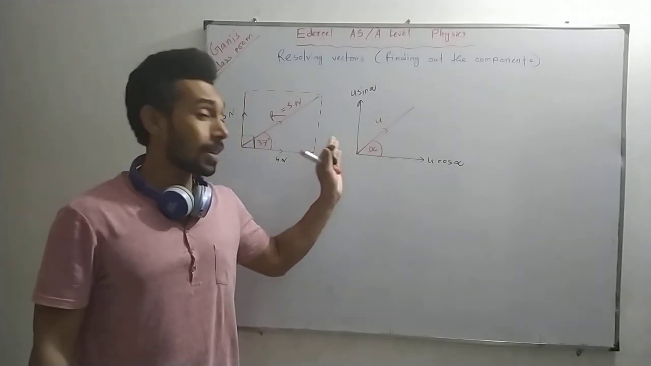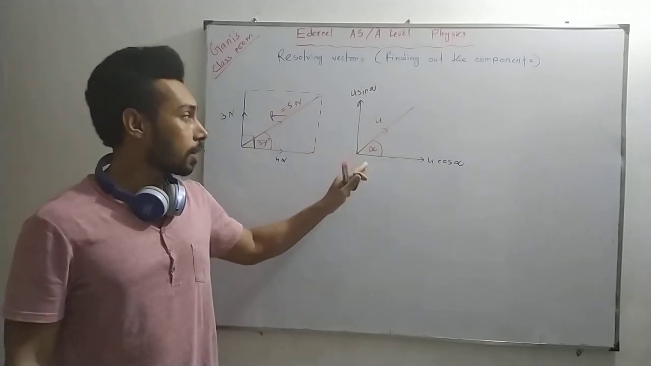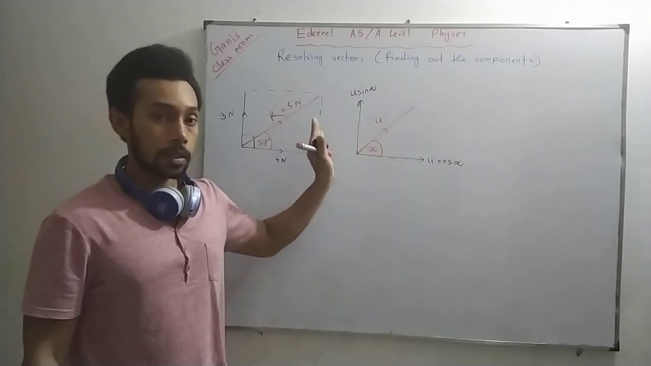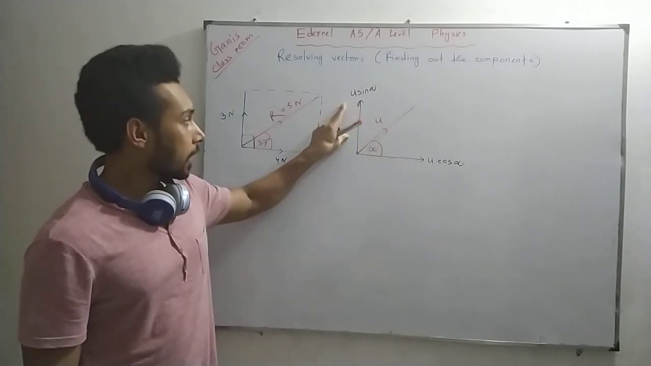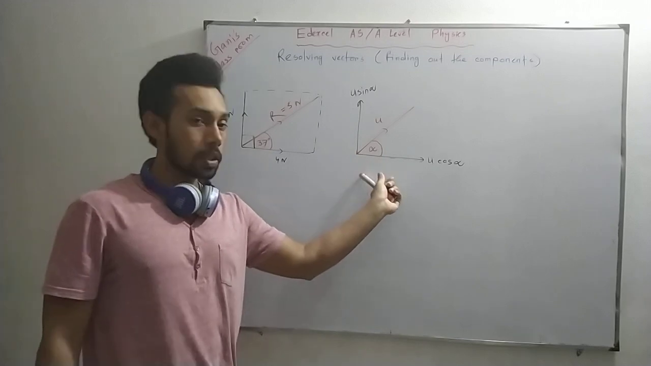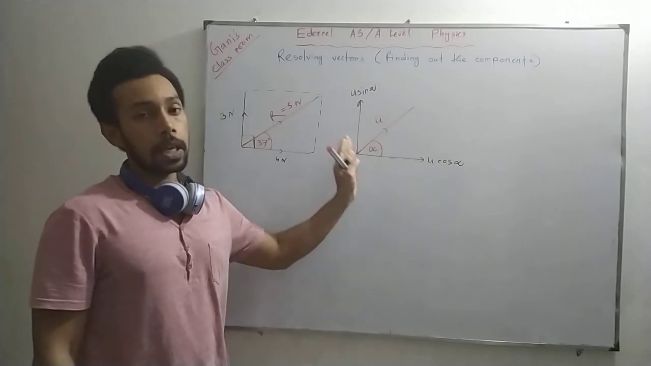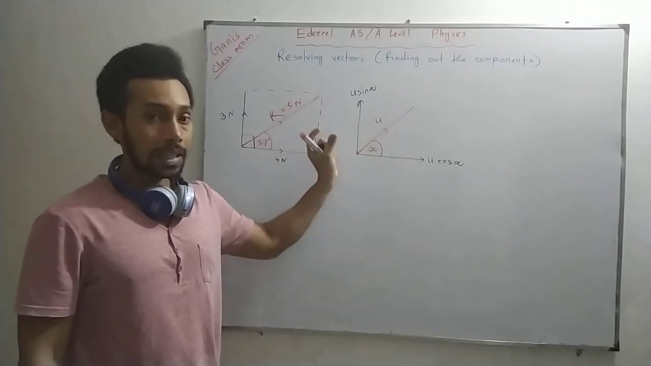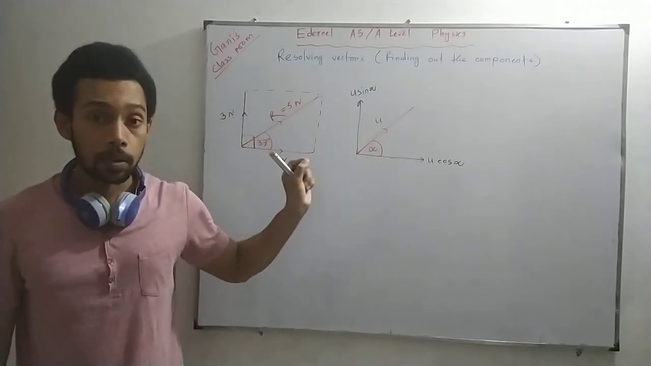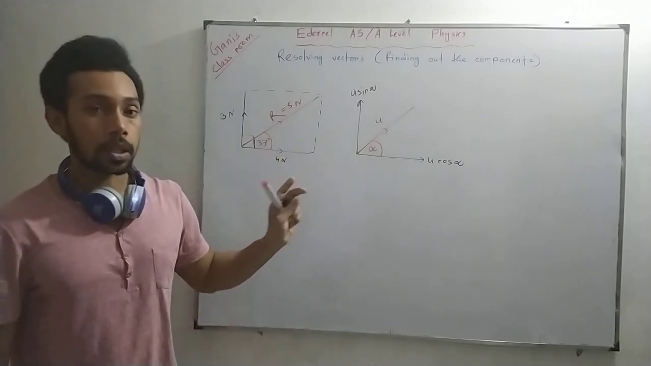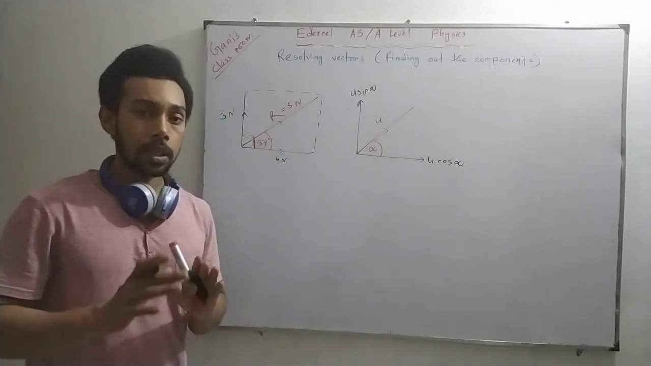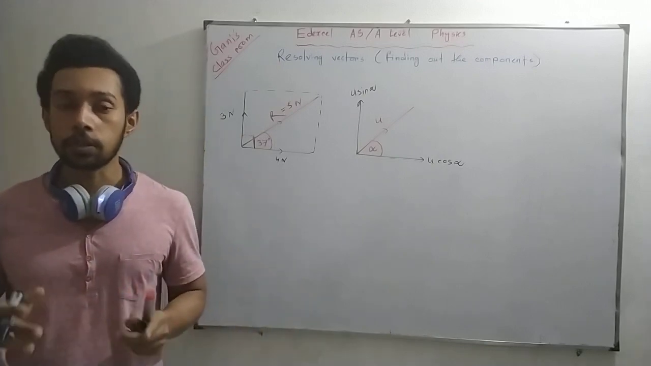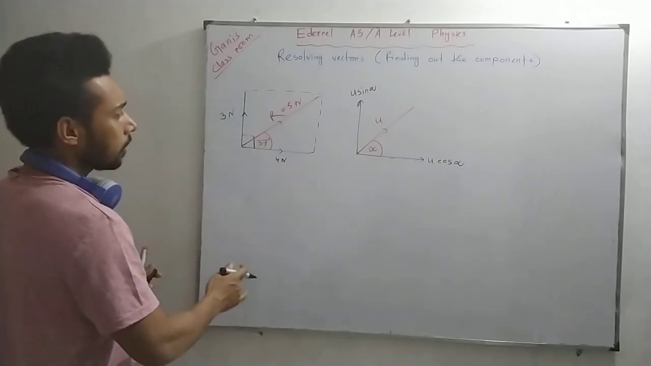independent of each other. What does independent mean? That means neither one affects the other. u sin alpha doesn't affect u cos alpha, and u cos alpha doesn't affect u sin alpha. That's why we can say that these two components are perpendicular and independent of each other. So remember, when two vectors are perpendicular to each other, they will be independent of each other.